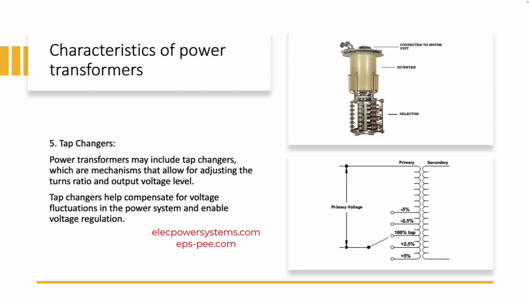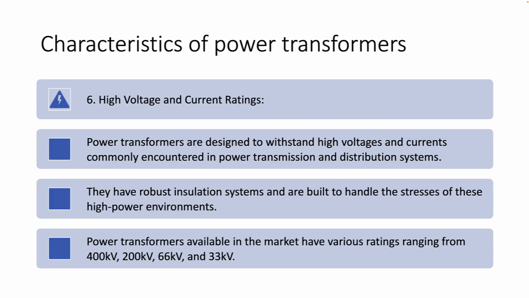Tap changers. Power transformers may include tap changers, which are mechanisms that allow for adjusting the turns ratio and output voltage level. Tap changers help compensate for voltage fluctuations in the power system and enable voltage regulation.